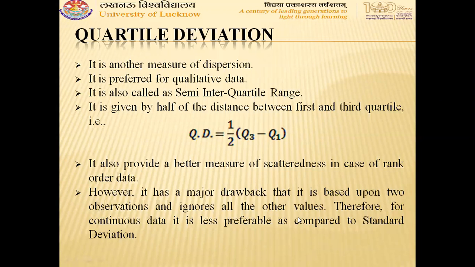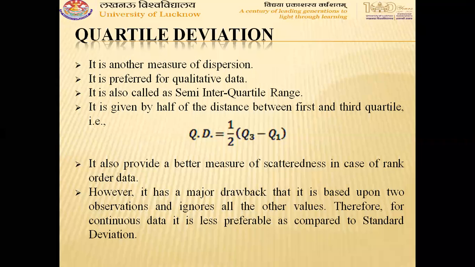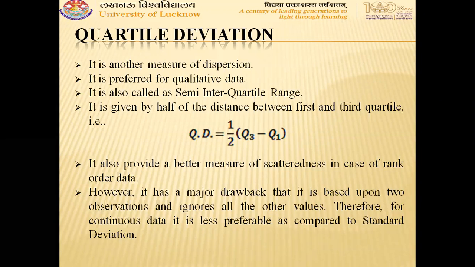However, it has also a drawback from which the range also suffers, that it ignores all the other observations and it is based upon only two observations. Therefore, it is less preferable as compared to standard deviation in case of continuous data. However, for qualitative data, quartile deviation is preferable.